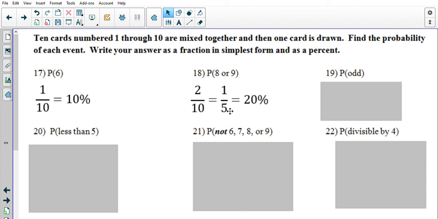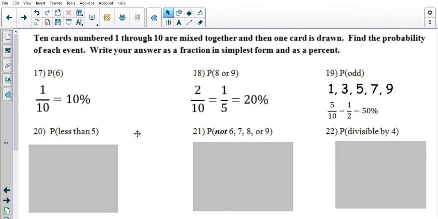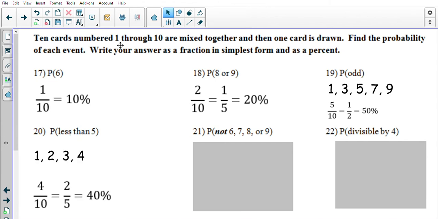Number 19, what's the probability of selecting an odd card? So for this, we've got 1, 3, 5, 7, and 9 as our odd cards. That's 5 out of 10. That reduces to 1/2, which is 50%. Number 20, what's the probability of selecting a card that is less than 5? Well, that will include 1, 2, 3, and 4. That's 4 out of the 10 cards, which is 2/5 or 40%.